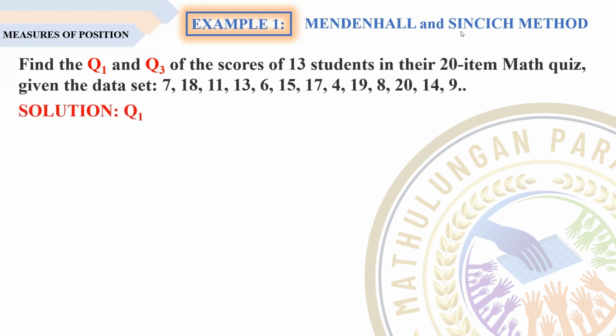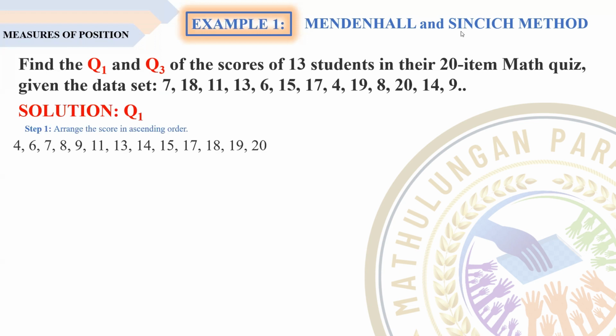So let's have our solution for the quartile 1. So remember our step 1, arrange the score in ascending order. So aayusin muna natin yung data natin sa problem natin according sa binigay na rule natin, which is ascending order. So from that data, ang ating arrangement ay 4, 6, 7, 8, 9, 11, 13, 14, 15, 17, 18, 19, and 20. So kung papansin ninyo, nakaayos na ang ating data from least to greatest value.